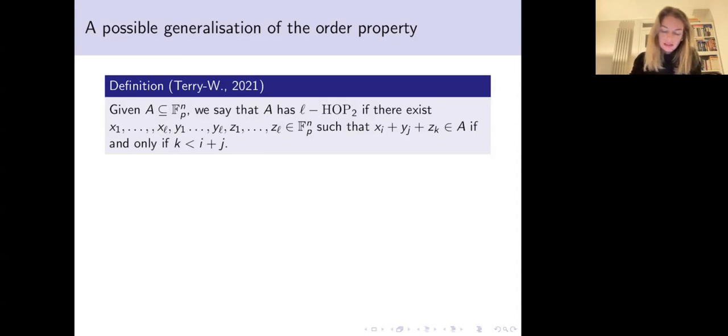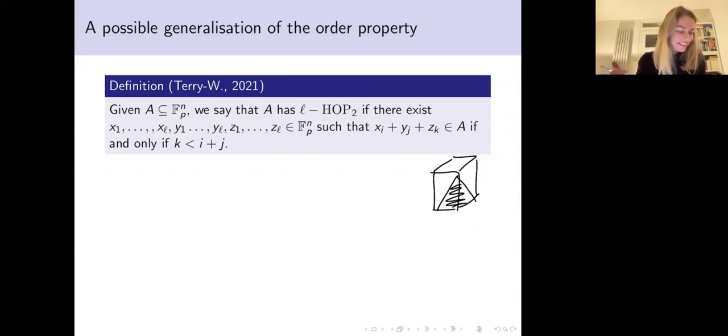So let me make a few remarks about various bits of this definition. We chose the letter H to stand for hyperplane, and that is simply because, if you wanted to draw a picture of this, these 3 sequences xi, yj, and zk give rise to a 3-dimensional cube for which the portion cut off by a hyperplane is not in the set, but everything else is. The subscript 2 here denotes its three-dimensional nature. So this is a recurring problem in arithmetic combinatorics, that there's a sort of mismatch between dimension and the degree of the polynomial involved in the structure.